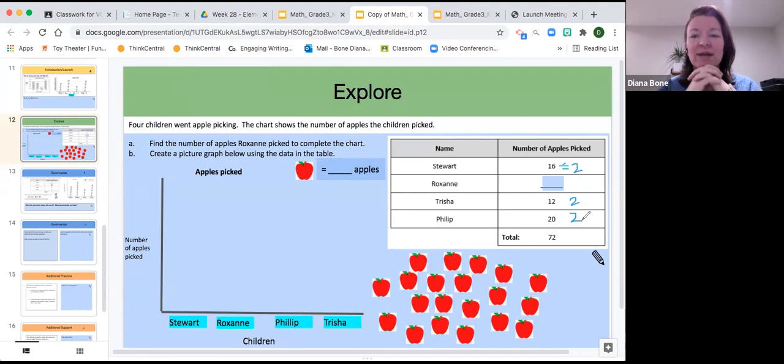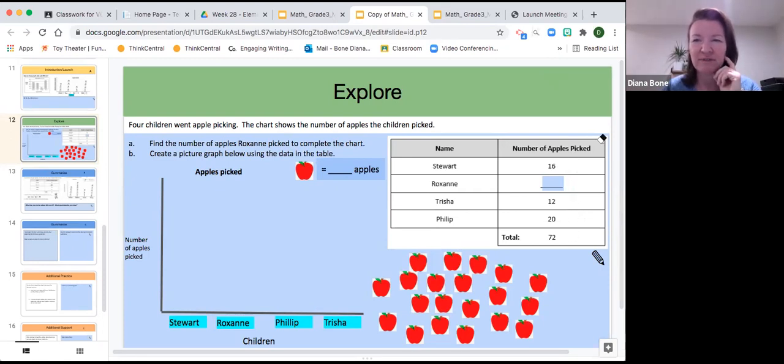So maybe we can make the apples represent 2 apples. Each picture doesn't have to be 1 apple. It can be 2 apples. But even as I'm saying that right now, I'm thinking to myself, 2 apples almost doesn't even feel like enough, because remember when we did Philip's, we were only able to fit 6 apples on our picture graph. So I'm wondering if we could make one picture of an apple represent even a larger amount of apples. Let's see if we can find another pattern.